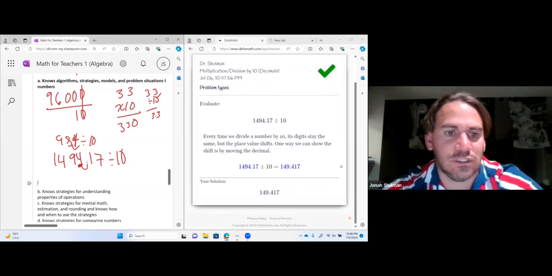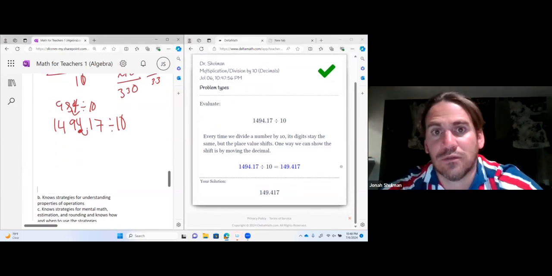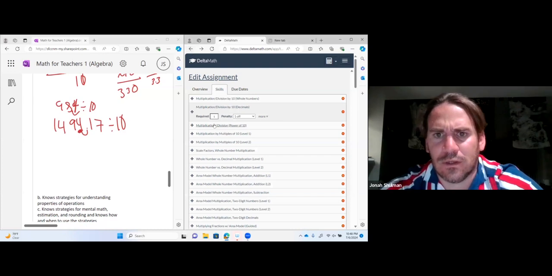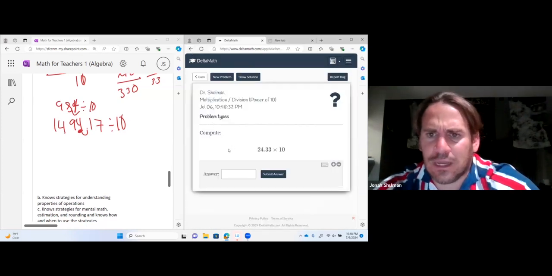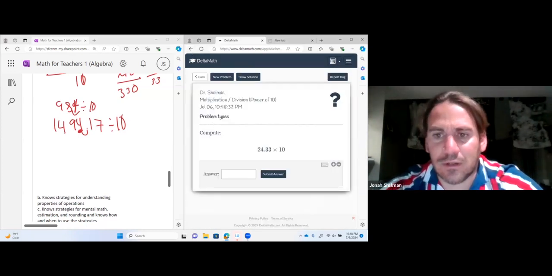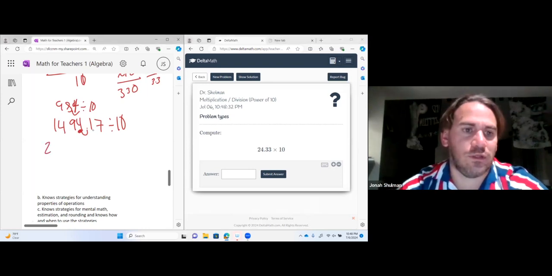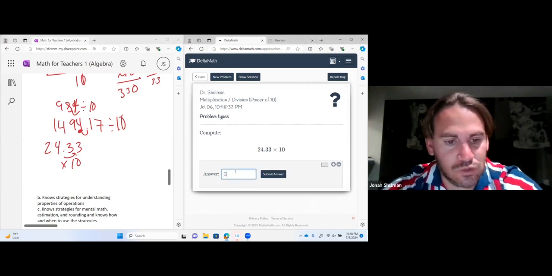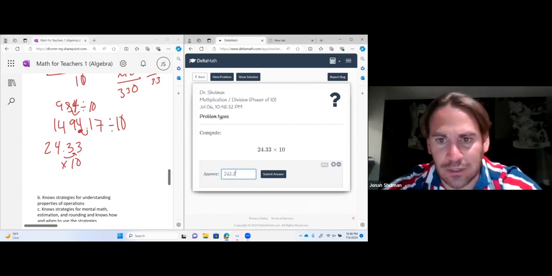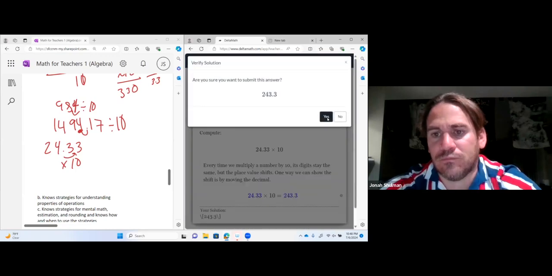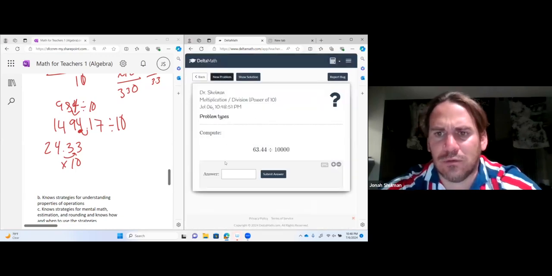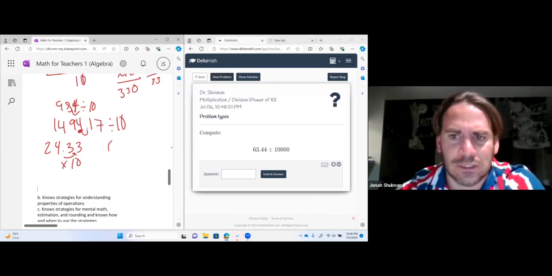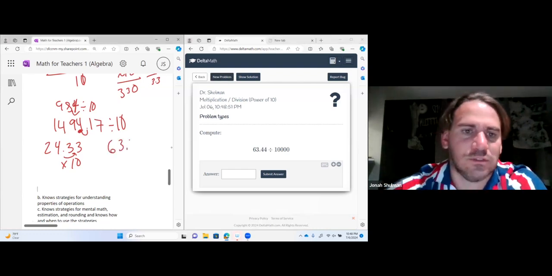Magic. So really teaching your students how to move that decimal will be their best friend for these. All right, so here we go. Now we've got a decimal being multiplied by a power of 10. So 24.33 times 10. We're just moving it one place here. That's 243.3. Ta-da. Let's do a new problem anyway. All right, I knew there's got to be some toughies. So here we go. 63 dot here. I want some space.